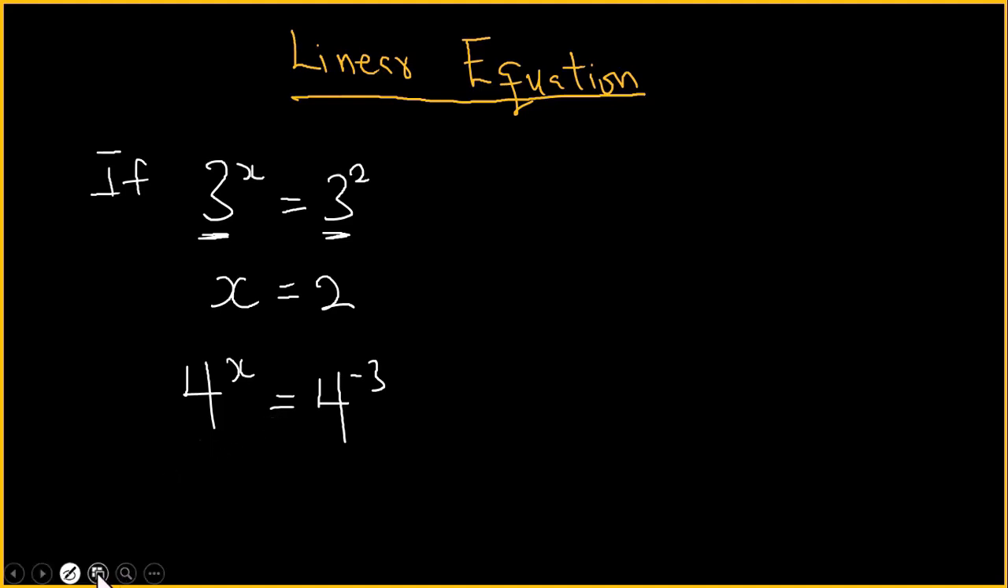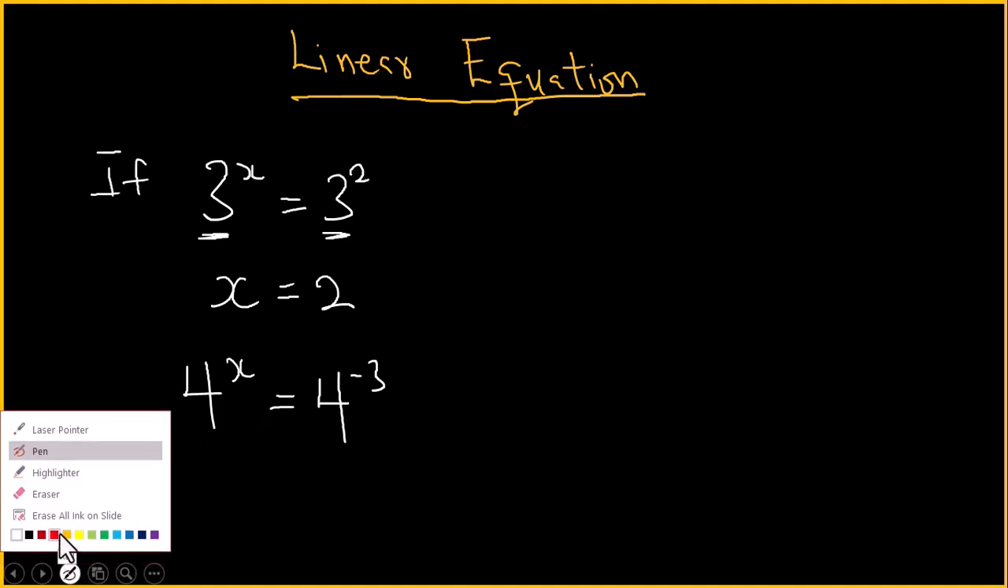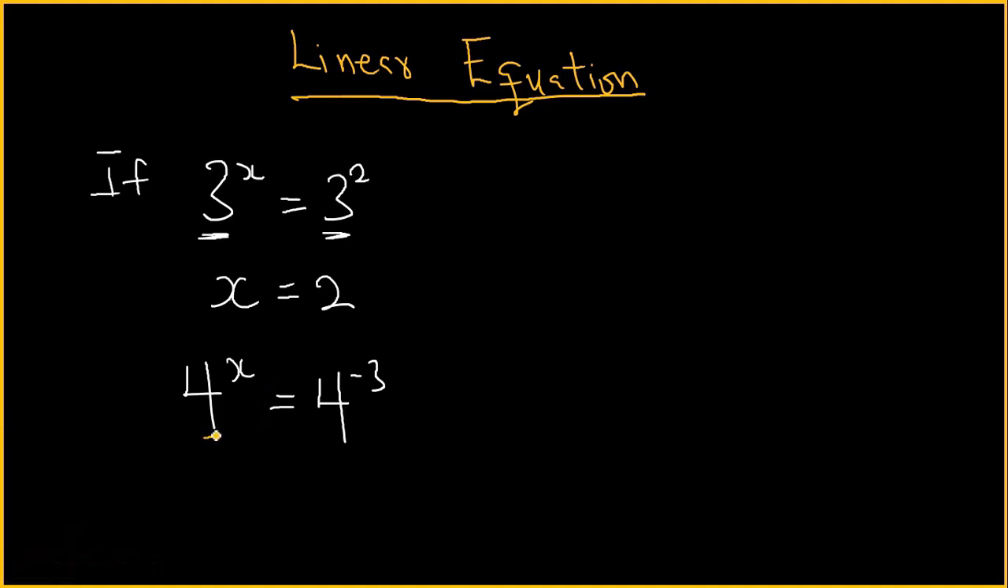Similar to what we just did, we have 4 as our base, we have another 4 as our base, and since they are the same, the powers are equated. So we have x equals -3, and this is our value of x. Now we are going to look at some illustrative examples.